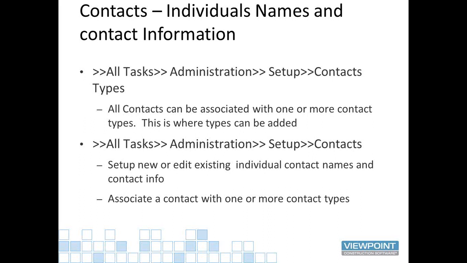When I set up a contact, I can also relate that contact to what we call contact types, so that when I need to look up a contact, I can quickly specify what type of contact it is that I'm looking for and get my contact list filtered to just that specific type. So we'll be taking a look at how we can define our own types, add our own types, as well as add contacts.